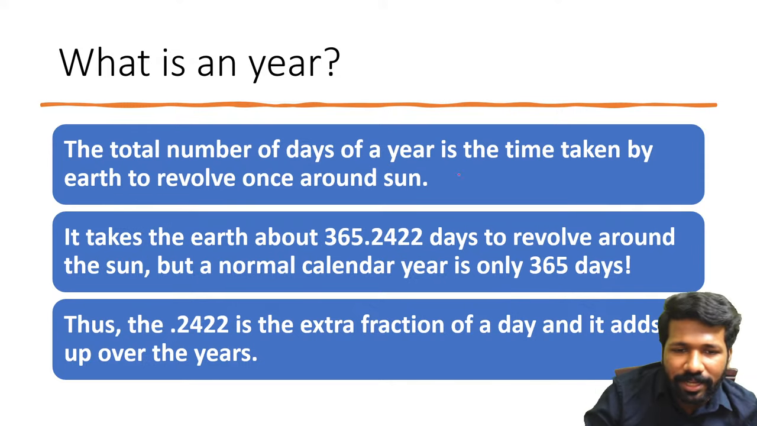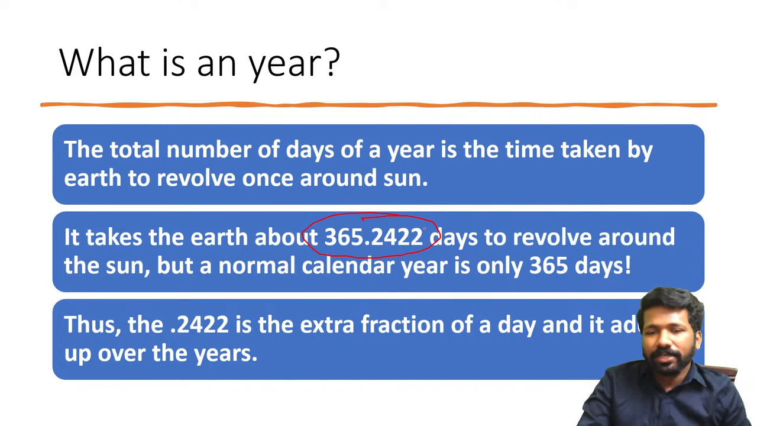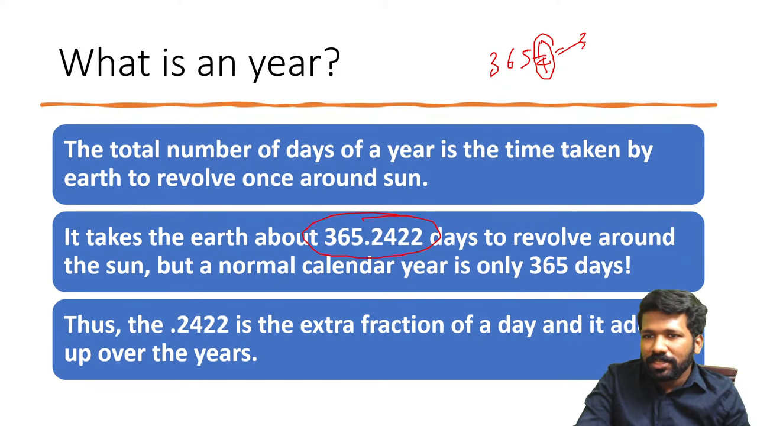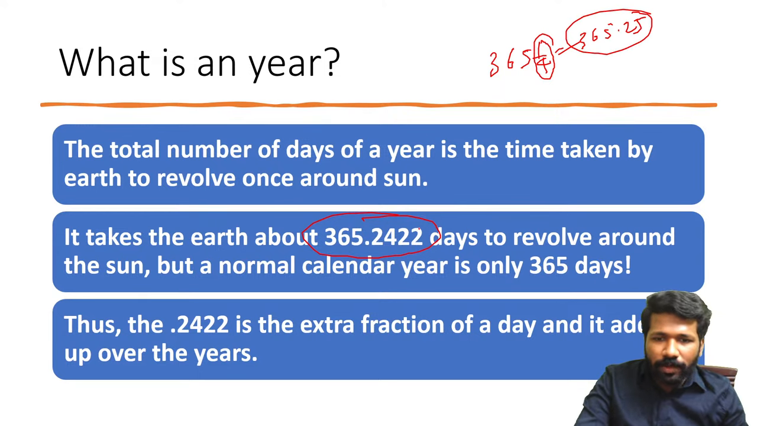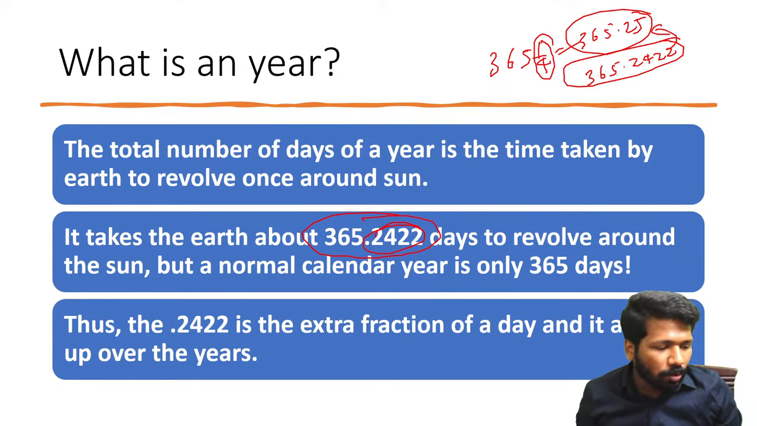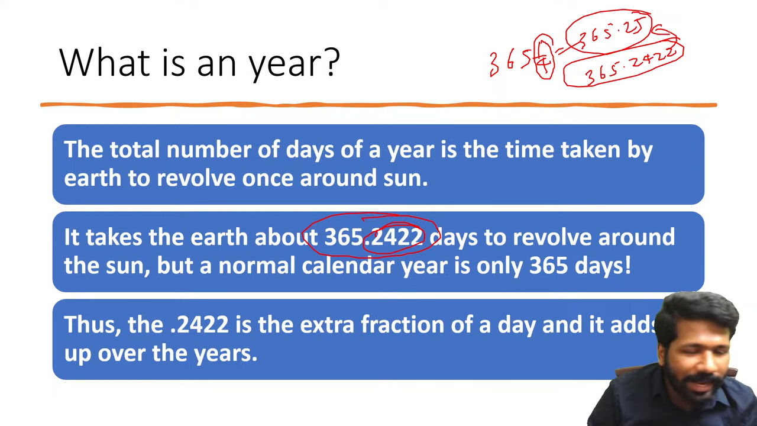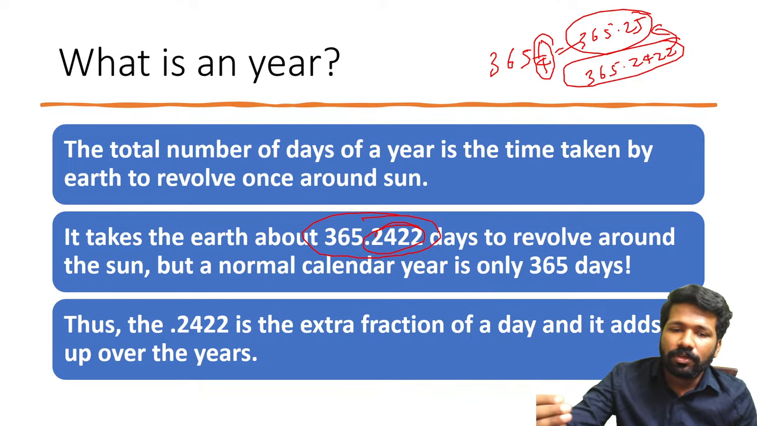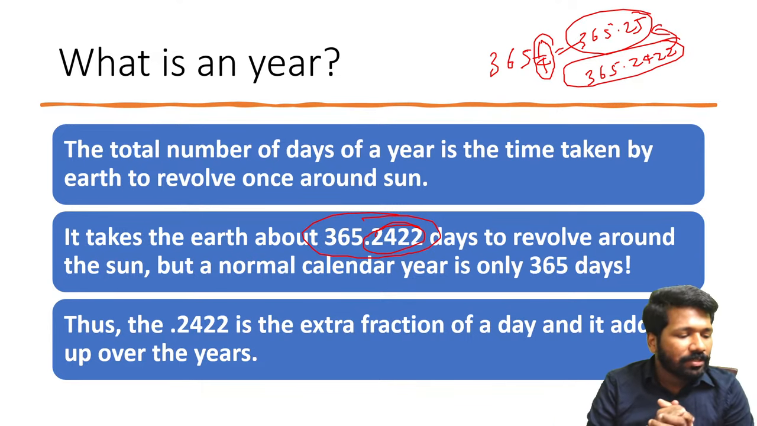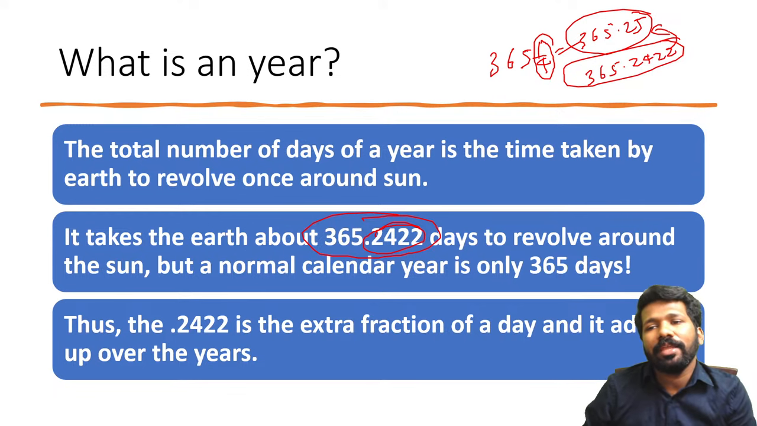What is a year? A year is the time taken by Earth to revolve around the Sun. That is what we call 365 and a quarter. But it is not exactly a quarter. A quarter means it should be 365.25. But it is not 0.25. It is actually 0.2422. It is 365.2422. We are approximating it as 0.25, and 0.25 is 1/4. Every year 1/4 of a day is added together for 4 years to make one extra day. And that day is called the leap day, or February 29 in a leap year.